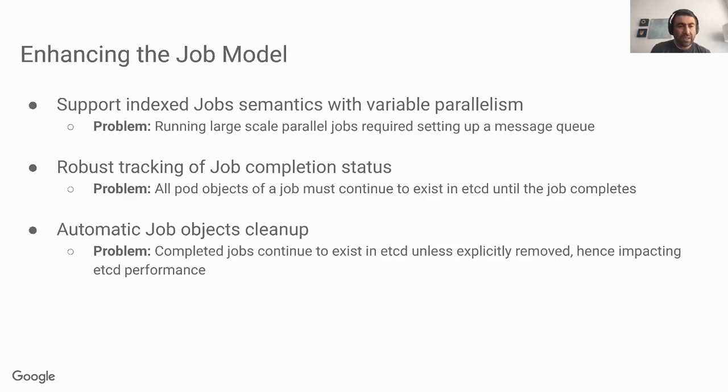And finally, we also introduced automatic job objects cleanup. As I mentioned, all these jobs that you're creating, those are resources stored in its CD. And then we introduced new mechanisms to allow users to declare for how long this job should continue to exist. Users want the job object to continue to exist because they want to debug and check its status. But at some point, those are not useful. You could delete them after, for example, moving them to some other external database.